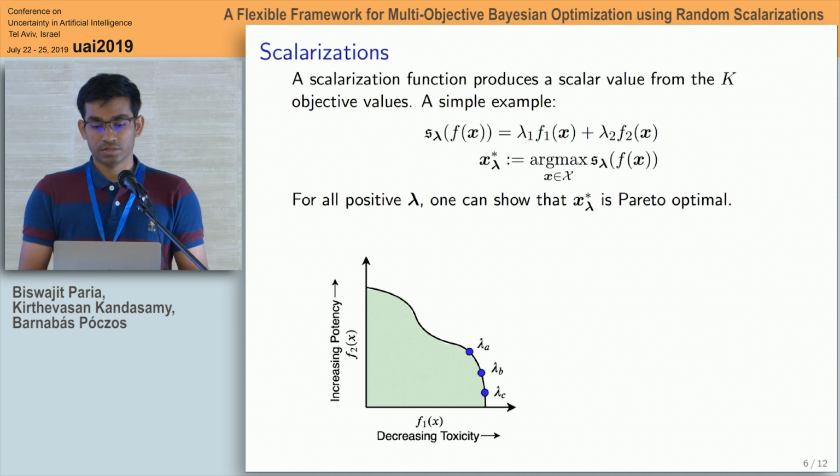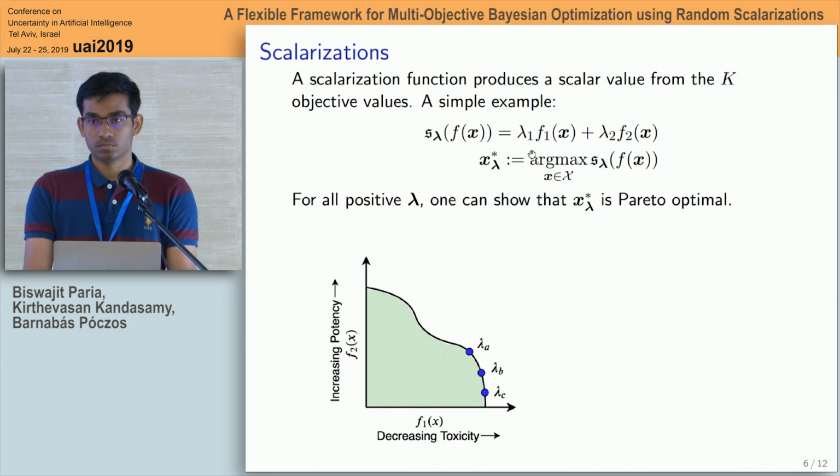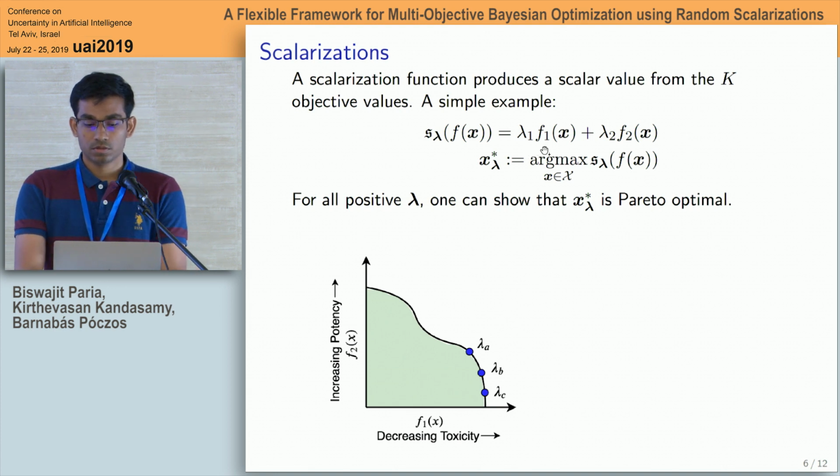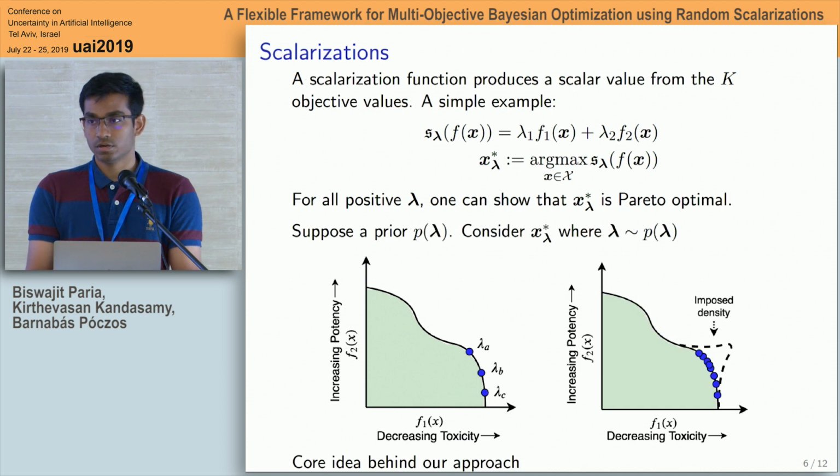So what are scalarizations? A scalarization is any function that produces a scalar value from k objective values. A simple example is a linear combination of all the objective values, where lambda 1 and lambda 2 here have to be positive. And we denote by x star lambda the maximizer of the scalarization function. Now, for all positive lambda, one can show that x star lambda is Pareto optimal. So you choose the lambda, you get a point on the Pareto front. Choose a different lambda, you get another point, and so on.